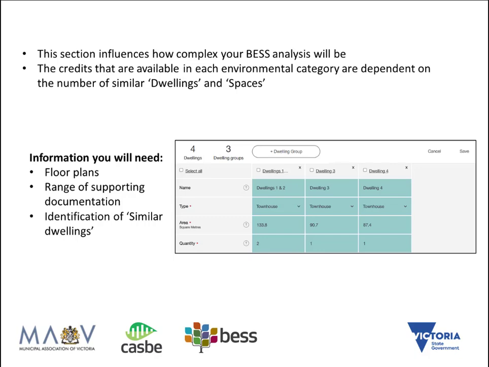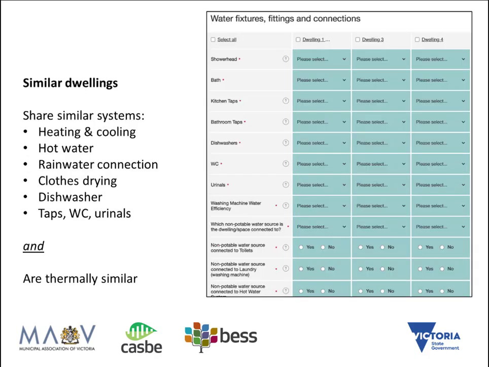To complete the dwellings table, you need to group all the dwellings in the project into similar dwelling groupings. The next few slides will define what is meant by similar dwellings and thermally similar dwellings. The reason why it is important to be able to define and group the dwellings is that it makes the data entry in the BESS tool easier.